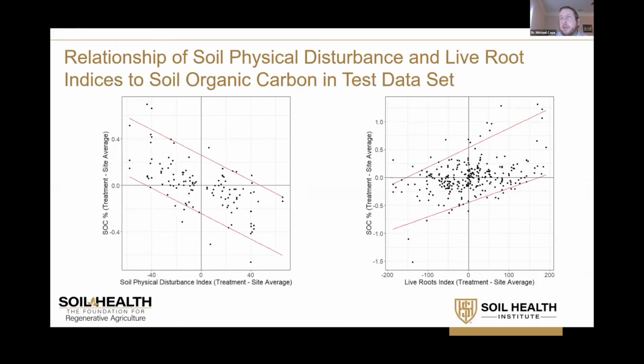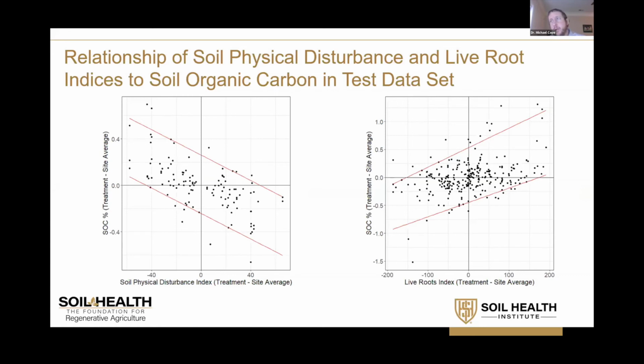I made two figures, one for the soil physical disturbance index and one for the live roots index, and the measurement or response variable we're testing here is soil organic carbon. Here we look at these indices or organic carbon as difference from the site average, or treatment minus the site level average. So we are relating site level differences in the indices to site level differences in soil organic carbon. Organic carbon is still expressed as percent organic carbon.